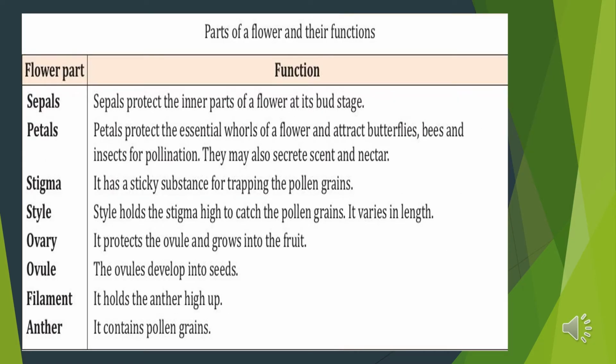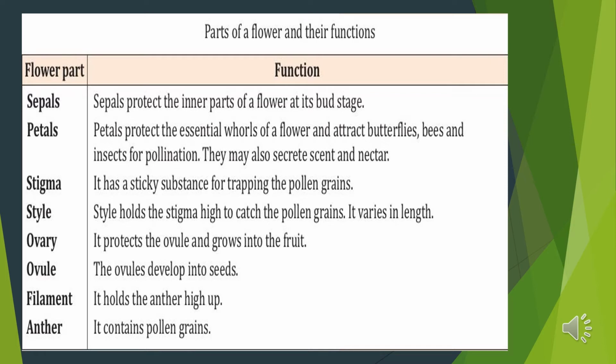In this table, we will study about flower parts and their functions. Sepals protect the inner part of a flower at its bud stage. Petals protect the essential wall of a flower and attract butterflies because they are very beautiful, scented and of different colors. So that's why they attract the insects for pollination. Stigma has a sticky substance for trapping the pollen grains. Style holds the stigma high to catch the pollen grains.